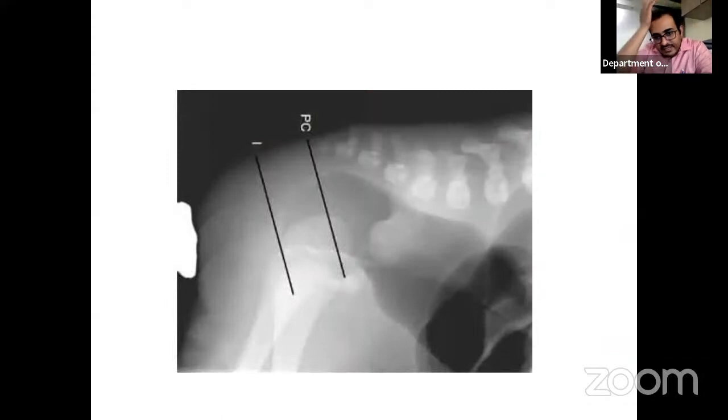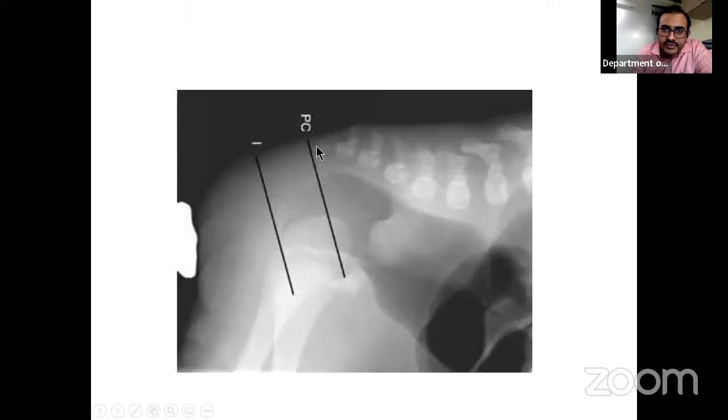This is how we get the X-ray. So here there is the pubic symphysis, which is seen as a boomerang-shaped bony opacity. This is the lowermost point of the sacrum.